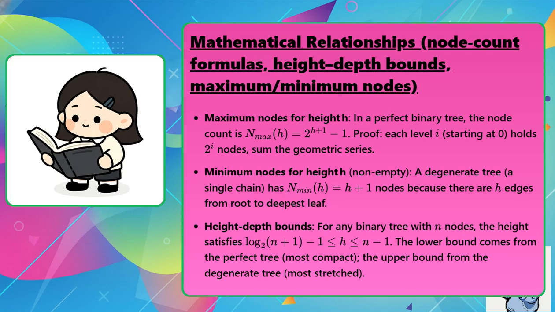Height depth bounds. For any binary tree with n nodes, the height satisfies log base 2 of (n + 1) minus 1 is less than or equal to h, and h is less than or equal to n minus 1. The lower bound comes from the perfect tree, most compact; the upper bound from the degenerate tree, most stretched.